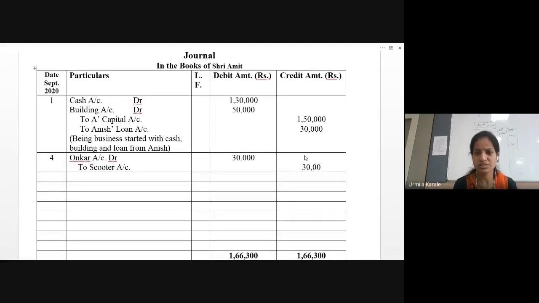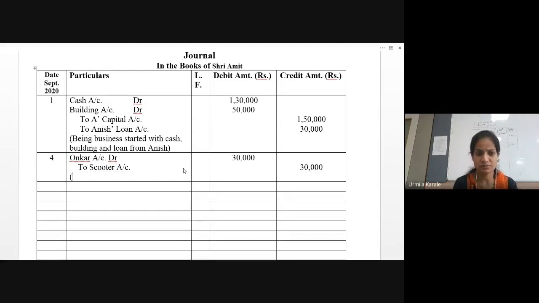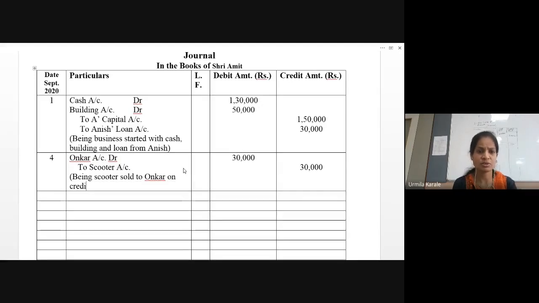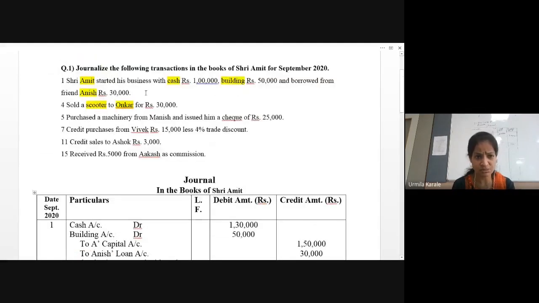Here now the description of the transaction to close the transaction. So being scooter sold to Omkar on credit, you can say, or even if you say only sold scooter to Omkar, that is also fine. Now next transaction, if you check the accounts involved, purchased, but what you purchase is not goods, you are purchasing machinery. So machinery account.